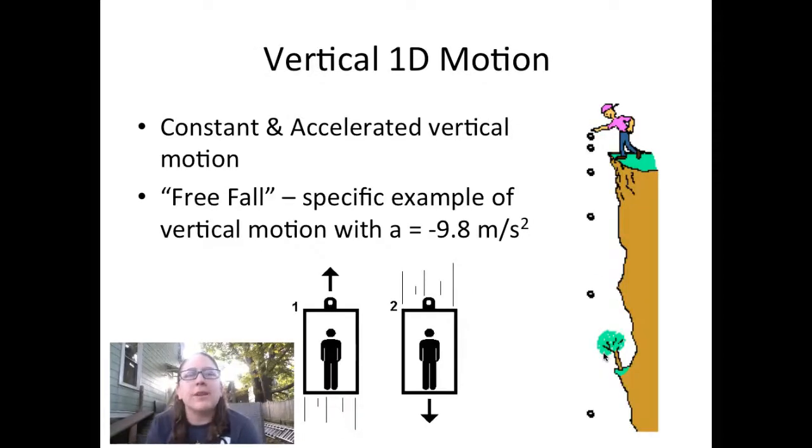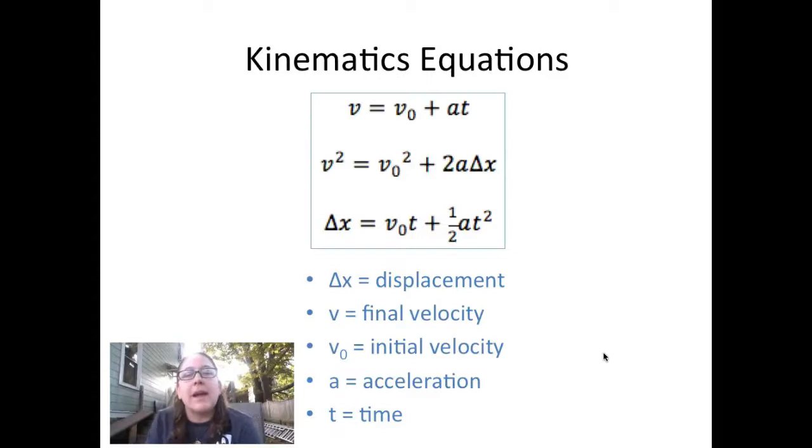With vertical motion, we didn't see a lot of constant velocity, though it does exist, for example, in an elevator. But we did see a very specific case of accelerated vertical motion, and that is what we called free fall. Free fall, just as a reminder, is when we had a very specific acceleration, negative 9.8 meters per second squared. And we had a mathematical way to represent this.